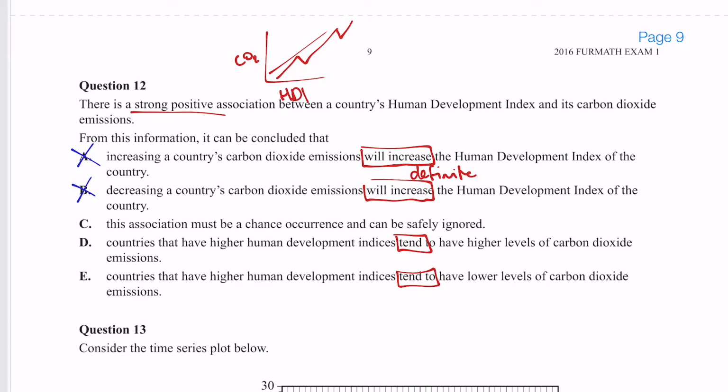Option C, this association must be a chance occurrence and can be safely ignored. That's a lot of rubbish. Countries that have higher human development, so higher human development index, indices tend to have higher levels of CO2 emissions. So yes, I believe this is the correct answer. Countries that have higher human development indices tend to have lower. No, it can't, because it's saying it's a positive association. Positive means it's going up. Therefore, E is wrong and D is the answer.